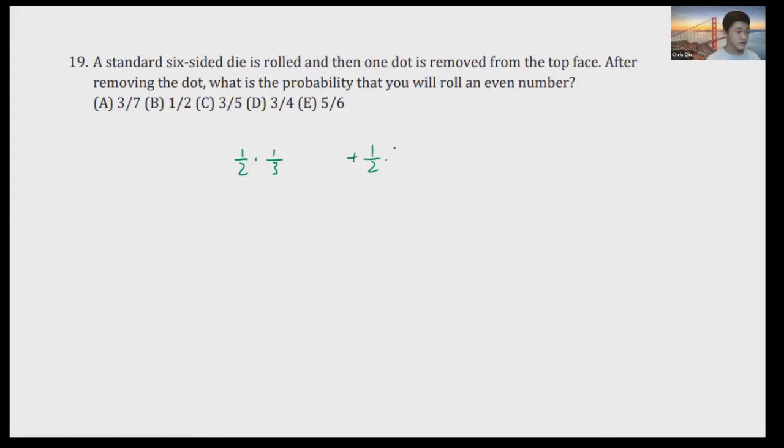In our second case, you're going to have 2 odd sides and 4 even sides on your die after you remove a dot. And so the probability that you will roll an even number is going to be 2/3. And when you add these two probabilities, you get 1/2. And so the answer is answer choice B.